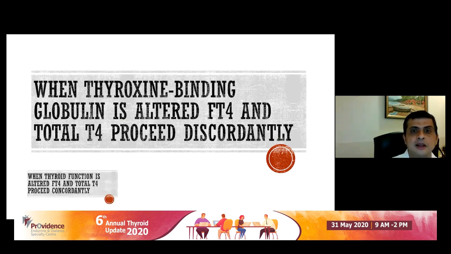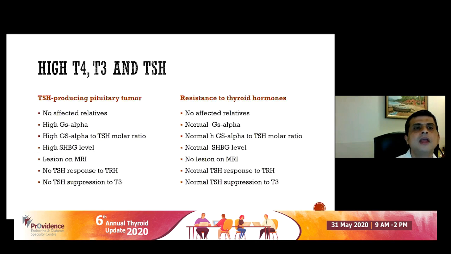But when thyroxine binding globulin is also altered, in this situation, free T4 and total T4 will proceed discordantly, as in this patient. So, ladies and gentlemen, whenever you find high T3, high T4, and normal TSH, in this case, it was a recovery from thyroiditis with an oral contraceptive use.